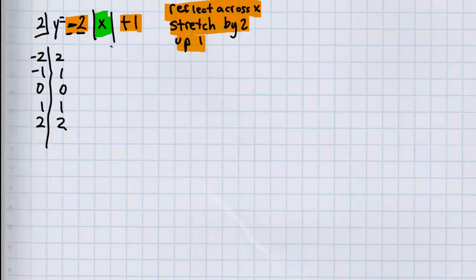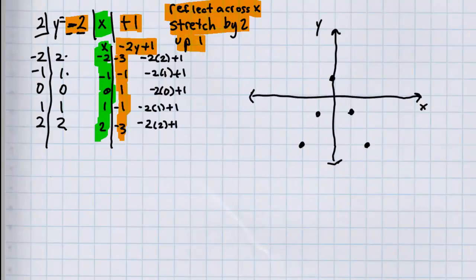So let's get our new chart. The y is negative 2y plus 1, but the x values stay the same. So the new translated graph looks like this. And you can see that this graph actually did move up 1. And now you can also see that it did stretch by 2 units. What is the domain and range?